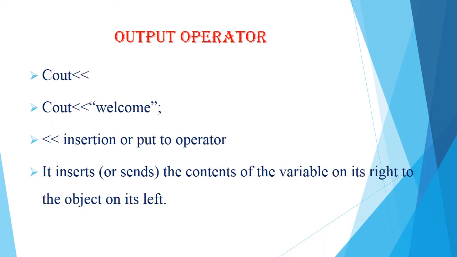Next is the output operator. Cout with double lesser than symbol is the output operator that is used to display the information, and here the double lesser than symbol is called the insertion or put to operator. It inserts or sends the contents of the variable on its right to the object on its left.